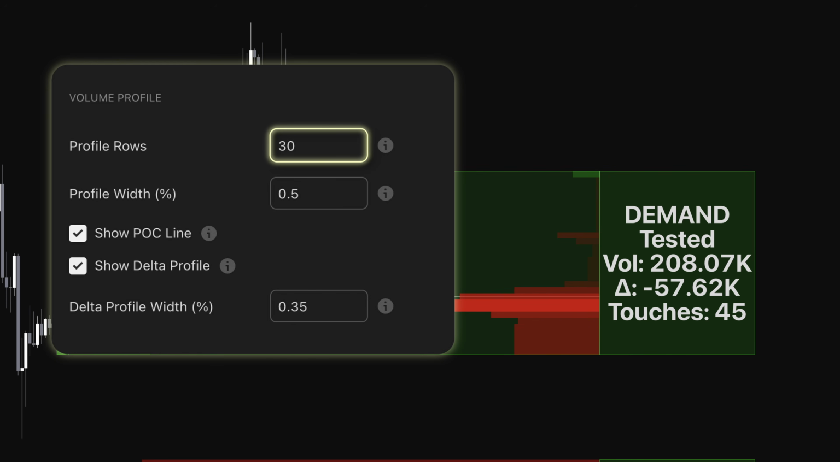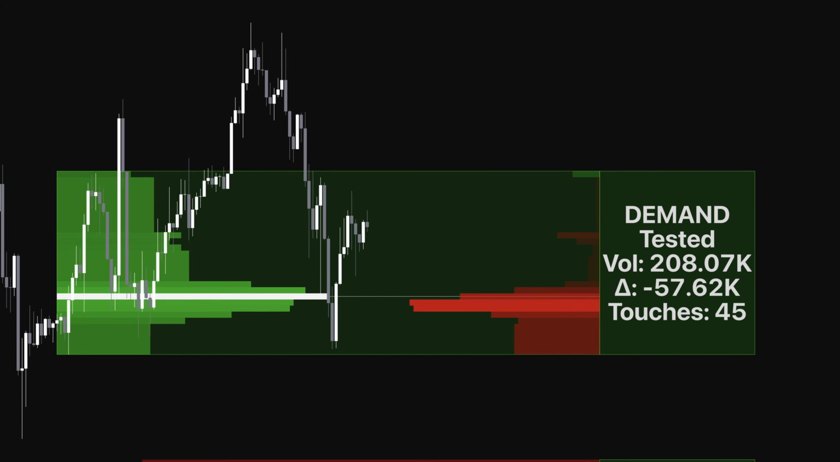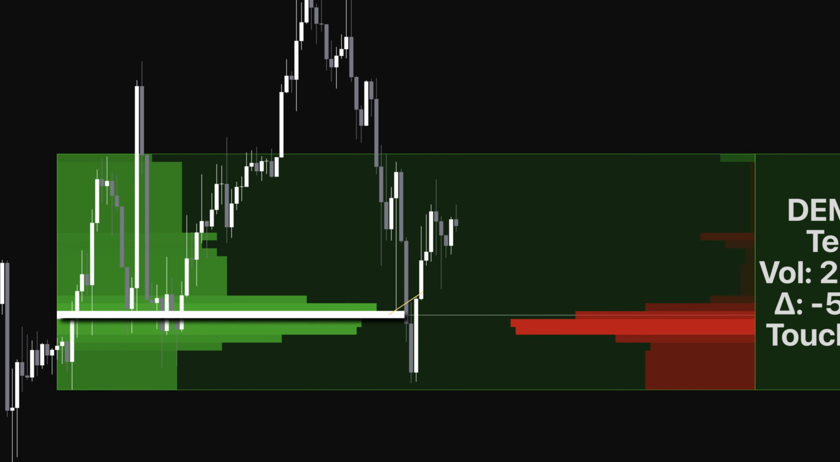The volume profile divides each zone into up to 30 rows and distributes historical volume proportionally based on candle overlap with each row. The row with the highest volume is marked as the point of control with a white line, and bar widths scale to reflect relative concentration. Transparency decreases as volume density increases, making the most traded price levels immediately visible.